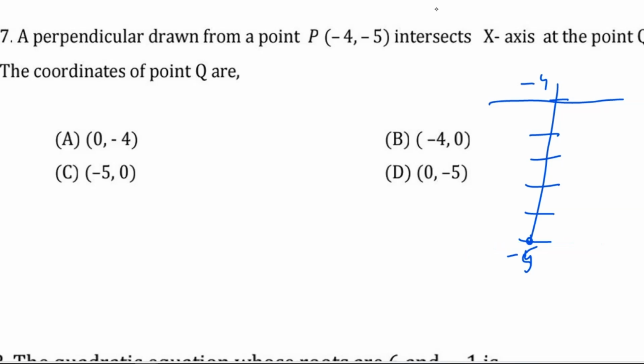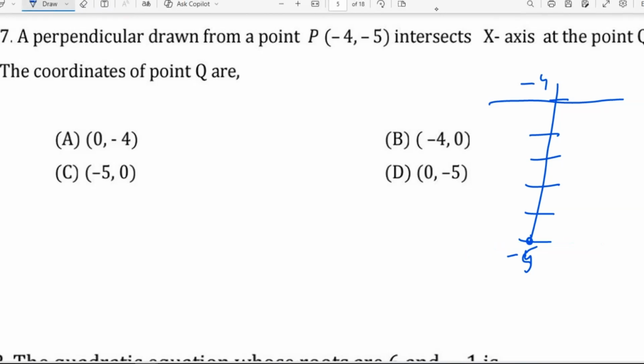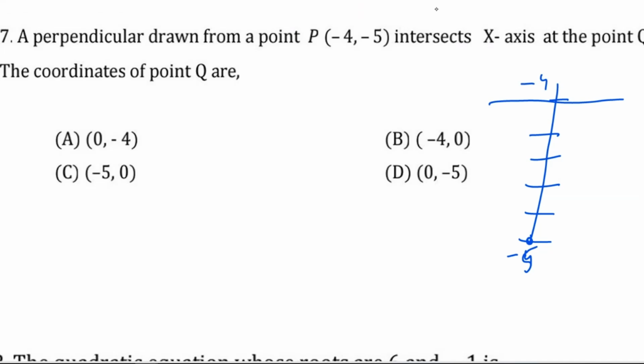So x is minus 4 and the point P is minus 4 and minus 5. The perpendicular intersects the x-axis at the point Q. What will be the coordinate of the point Q?